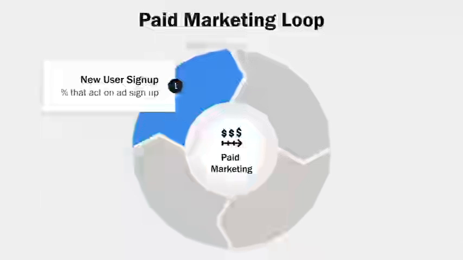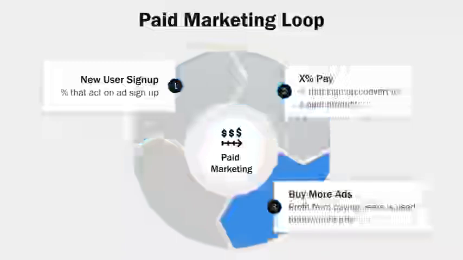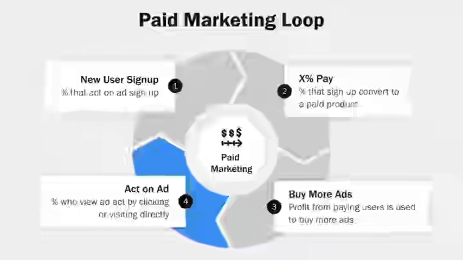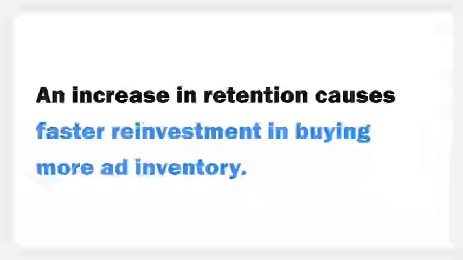A user signs up, a certain percentage pay. That revenue from that payment is used to buy more ads. A certain percentage act on that ad, creating more users. An increase in retention causes faster reinvestment in the buying of more ad inventory within this loop. So the greater percentage of users that I retain, I'm going to earn more money from that cohort, which means I have more money that I'm able to reinvest back in this paid loop.